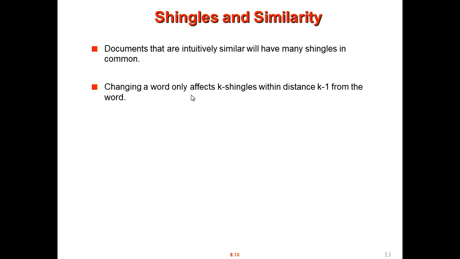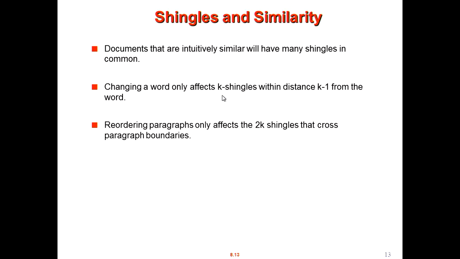Changing one word in a document actually only affects K-shingles within distance K minus 1 from the word. We can see an example later. And reordering the paragraphs only affects the 2K shingles that cross paragraph boundaries. These are just because of the definition of K-shingles. So we can think about why the value is K minus 1, why it is 2K. But these two points just aim to tell you that a slight change of an existing document also leads to a slight change in the set representation of the document. As a result, we can say that two similar documents should have many common shingles in the set representation.